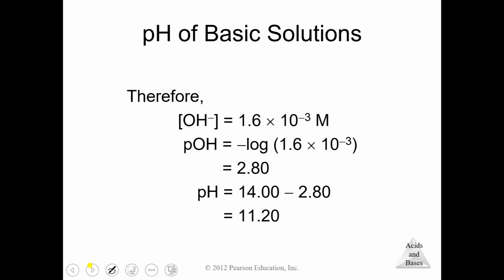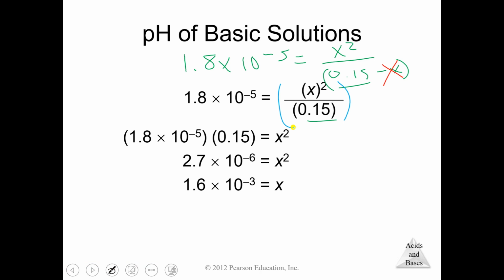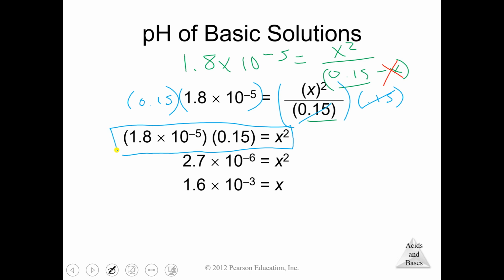So when I do the math, I hit the wrong button, sorry guys. When I do the math and I solve for x, I'm going to multiply by 0.15 to this side to make it cancel. I'm going to do the same thing here because if I do it to one side, I have to do it to the other. So what I'm left with is 1.8 times 10 to the minus 5 times 0.15 equals x squared. So now I'm going to take the square root of both sides to get x by itself, and I'm left with 1.6 times 10 to the minus 3.